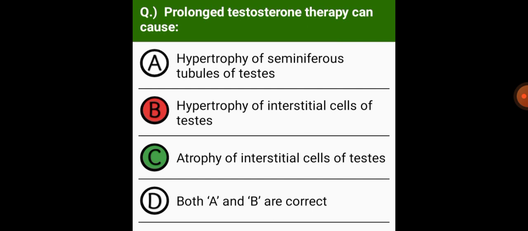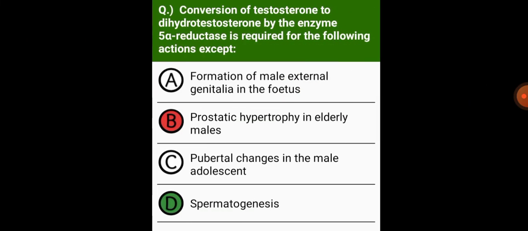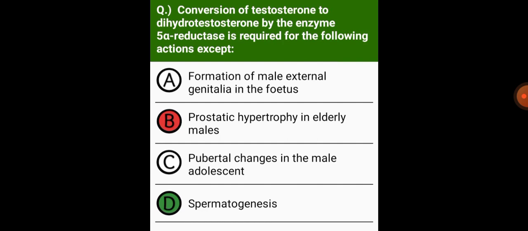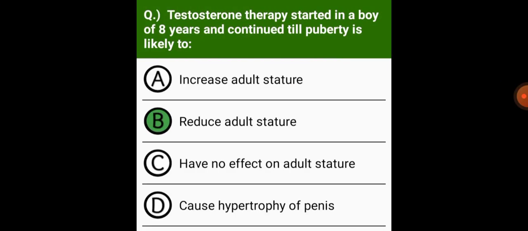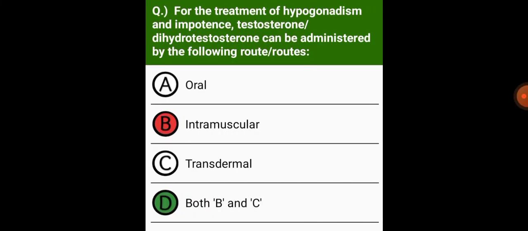Prolonged testosterone therapy can cause atrophy of interstitial cells of testes. Conversion of testosterone to dihydrotestosterone by the enzyme 5-alpha reductase is required for the following actions except spermatogenesis. Testosterone therapy started in a boy of 8 years and continued till puberty is likely to reduce adult stature.